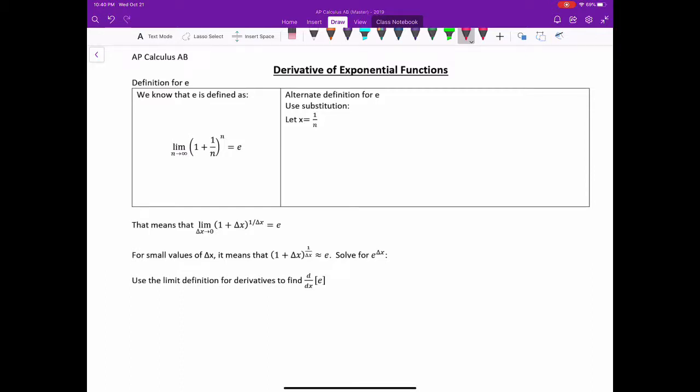So pause the video right now and see if you can rewrite it. Let's see if we agree, because we practice doing substitution like this.